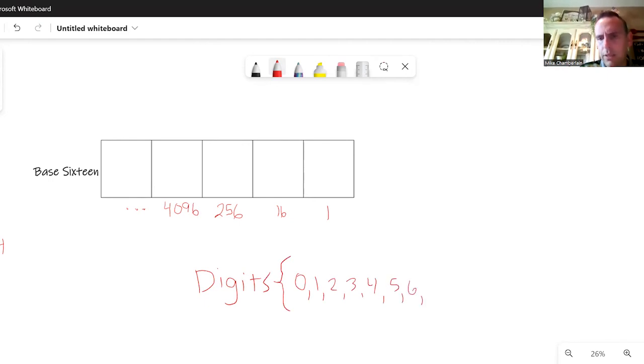6, 7, 8, 9. That's the first 10 digits. We need 6 more. So we need a 10, that's A, 11, B, 12 is C, 13 is D, 14 is E, and then lastly, 15 is F. We won't go to 16 because we're in base 16 itself. So in this particular case, I would want to be familiar with the idea that each one of those letters has a value, and I might have to count up to figure out the value of the number itself.